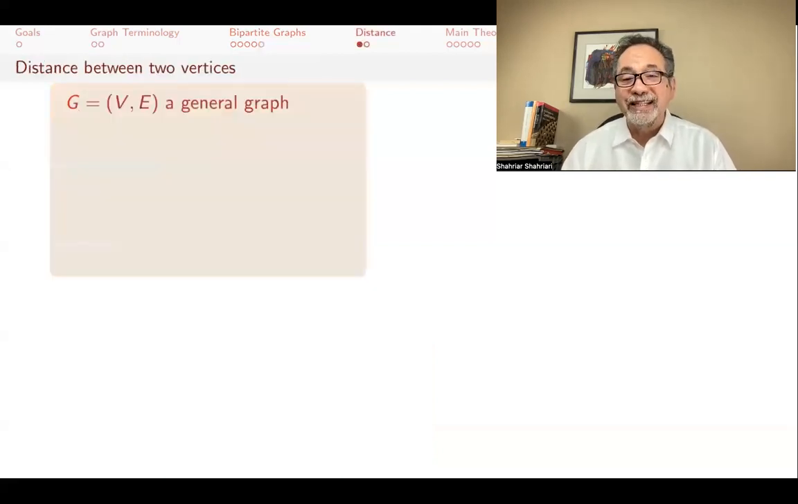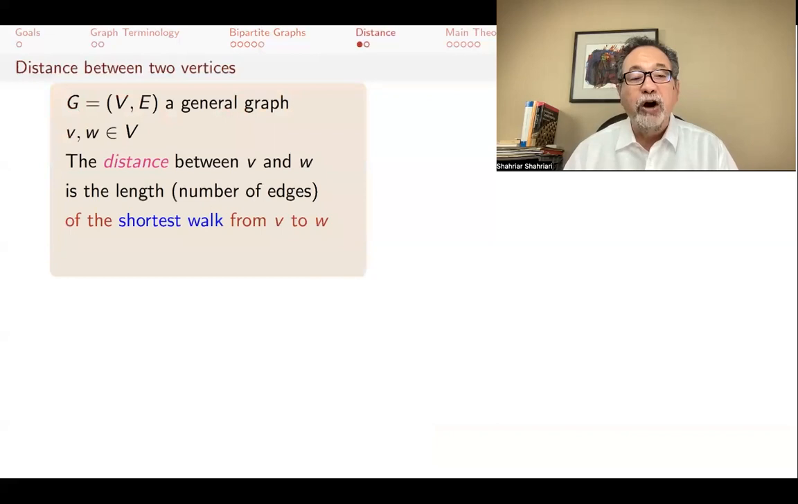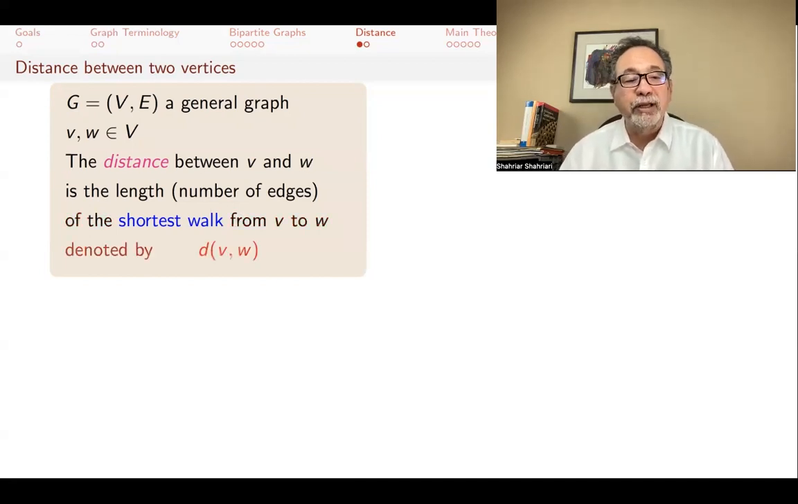I need the notion of distance in a graph. So if you have a general graph and you have 2 vertices, the distance between them is the length, that's the number of edges, of the shortest walk from one to the other. So you figure out what's the fastest way to go from V to W, and you count the number of edges you need. That's the distance. If you can't go from V to W, then that distance will be infinite. And that distance we denote by d of v comma w. So d of v comma w is the distance between v and w, the number of edges in the fastest way that you can go from v to w, in the shortest walk from one to the other.